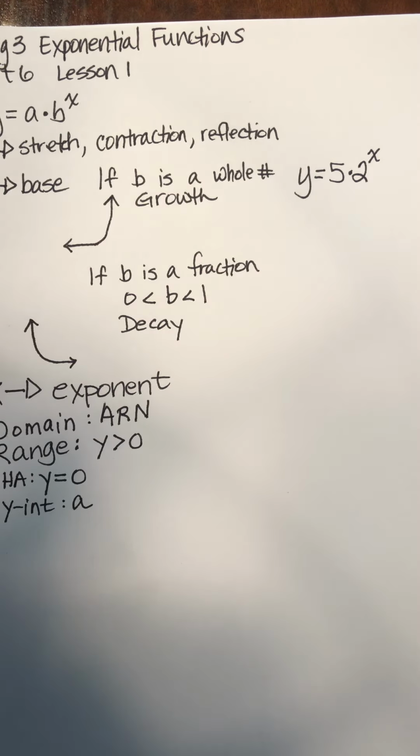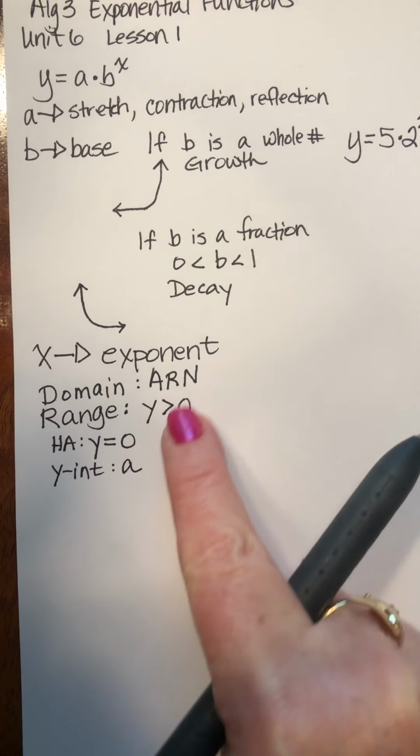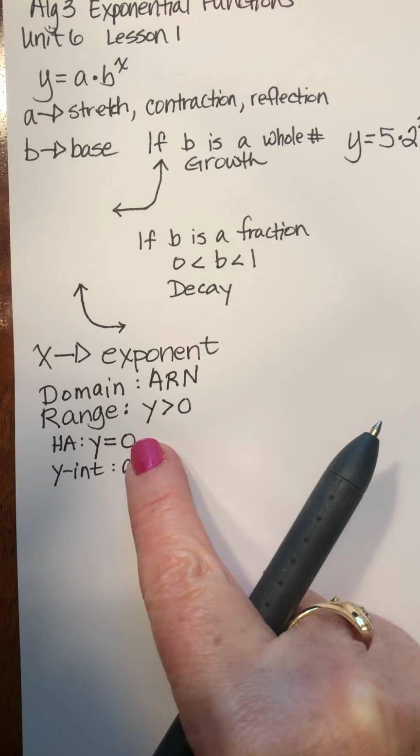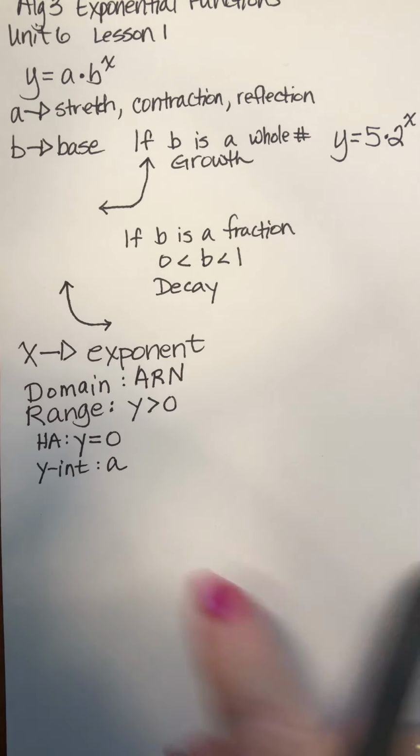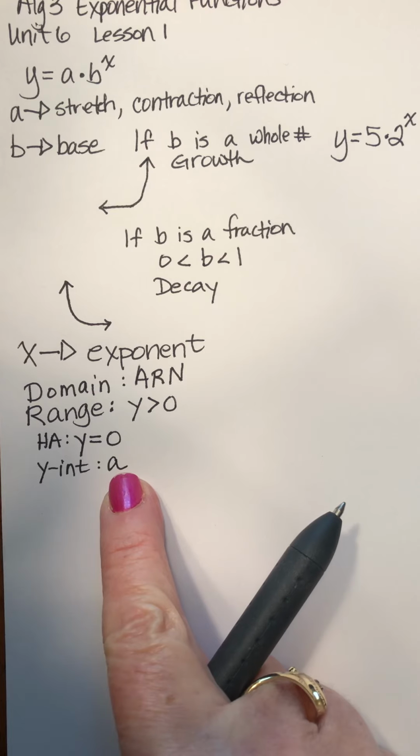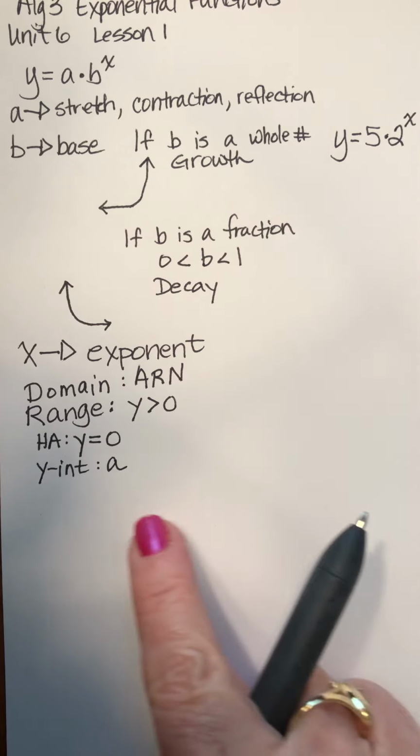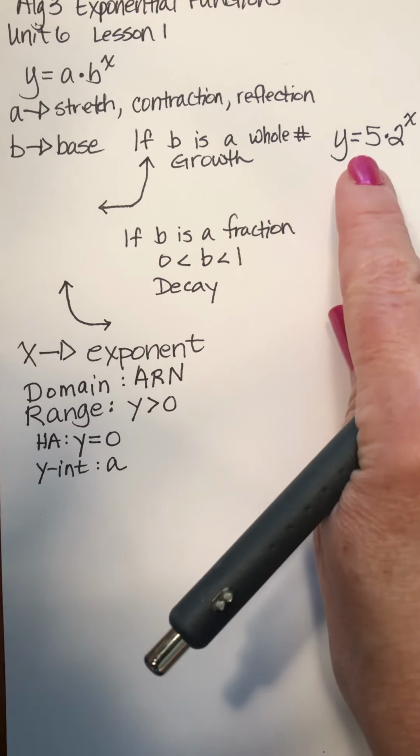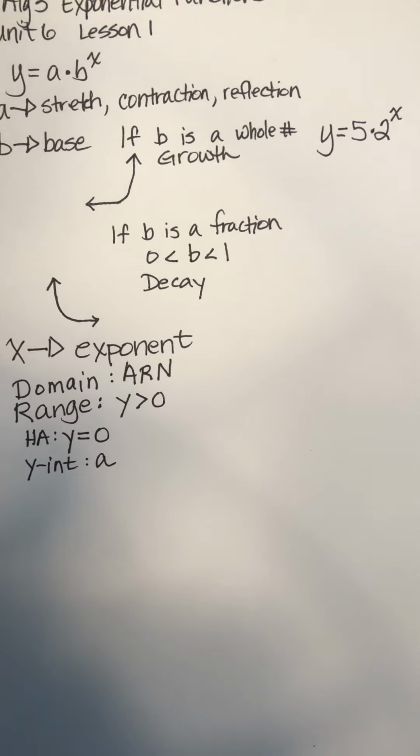And then when you go through to find your domain, range, and horizontal asymptote, remember these three things are pretty constant throughout all of the problems that we're going to be doing here. The only thing that's really going to change is your y-intercept. So if I look at the shortcut, the value of a is 5, so the y-intercept for this particular problem would be 5. And that means it goes up to 5 on the y-axis.